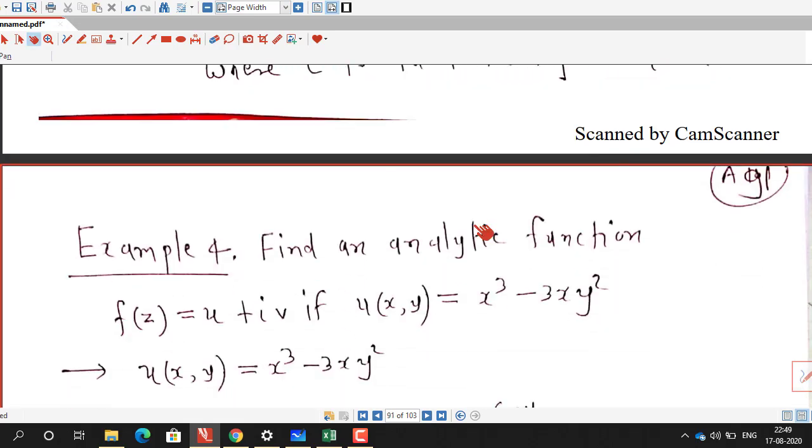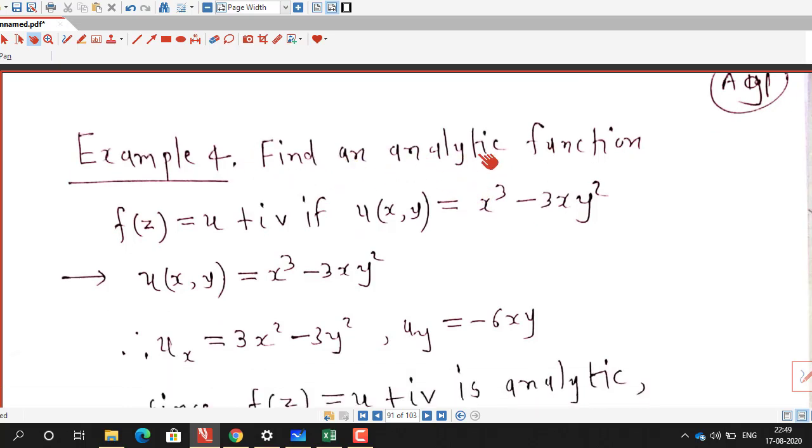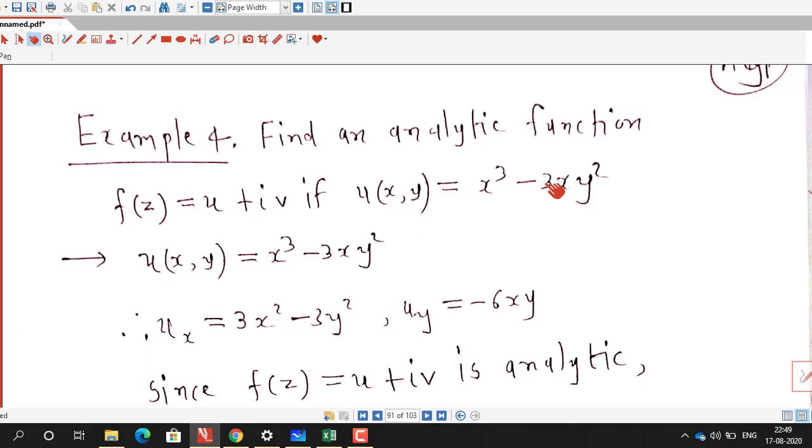We consider one example to understand this method. Find an analytic function f of z equal to u plus iv if u equal to x cube minus 3xy square. That is, the real part of f of z is given, and it is also given that f of z is an analytic function. So first we find the partial derivatives of u with respect to x and y.